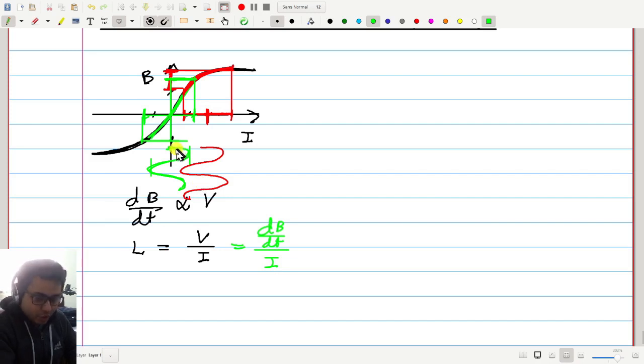So by the time this green current makes one cycle, this red current also makes one cycle. So in the same amount of time, for the first case, the green flux changes from here to here. So you see a large amount of flux is changing. So dB/dt is large at any point of time.